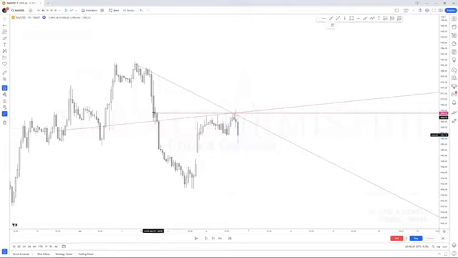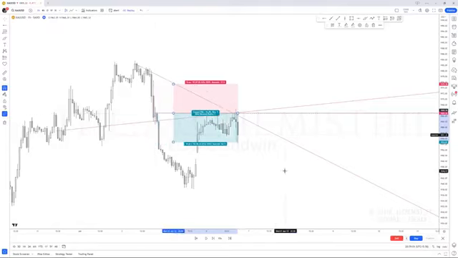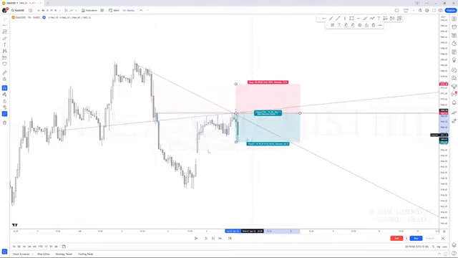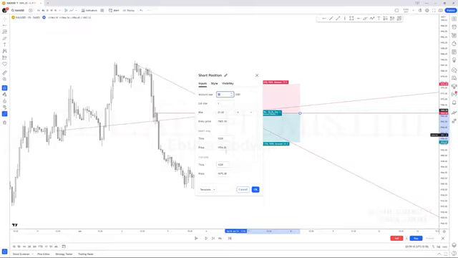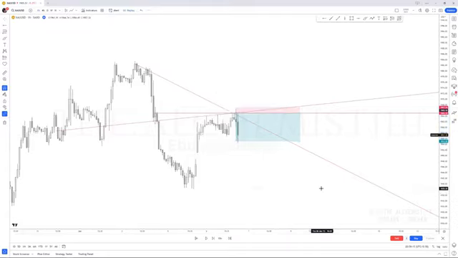20 pip stop loss, 100 pip target. That's a 1 to 5. That is what I do. Okay, so look at this. I'm sorry, 20 pip stop loss and 100 pip target. There we go, 5%. Easy.